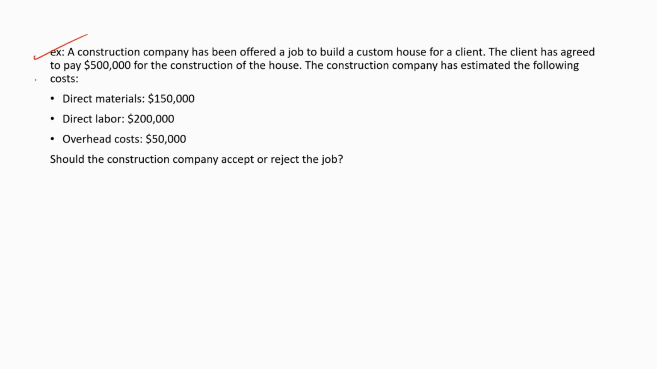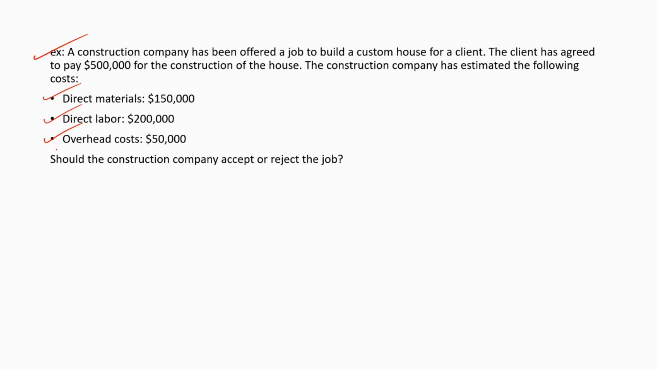A construction company has been offered a job to build a custom house for a client. The client has agreed to pay $500,000 for the construction of the house. The construction company has estimated the following costs. Direct materials $150,000, direct labor $200,000, overhead costs $50,000. Should the construction company accept or reject the job?